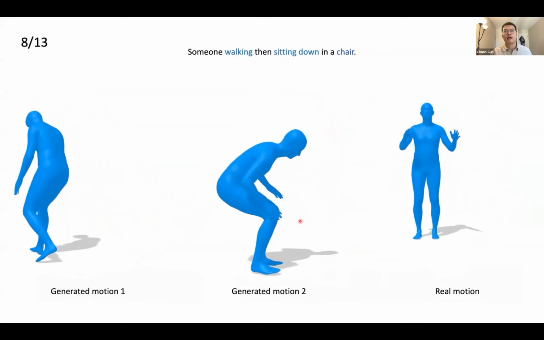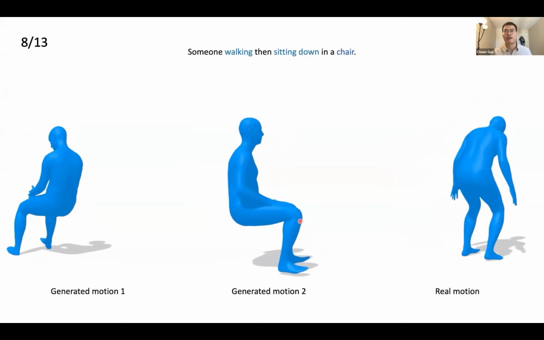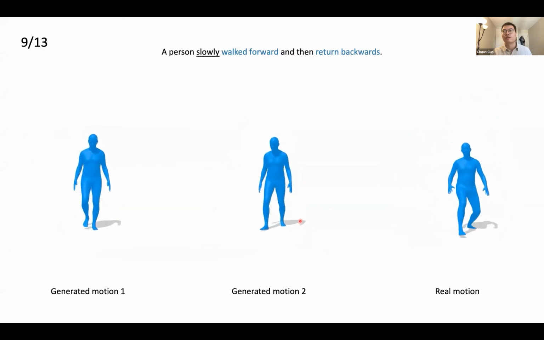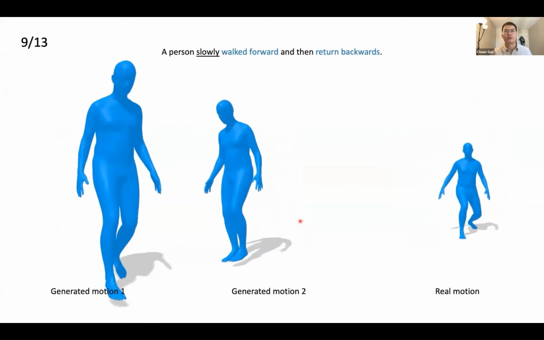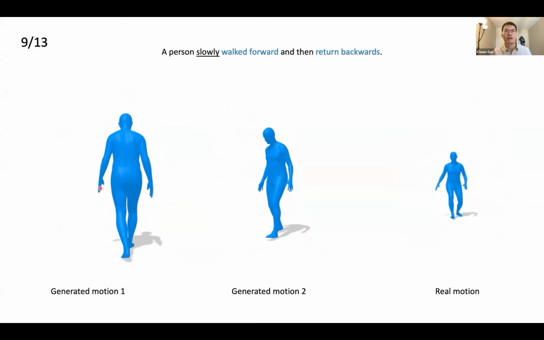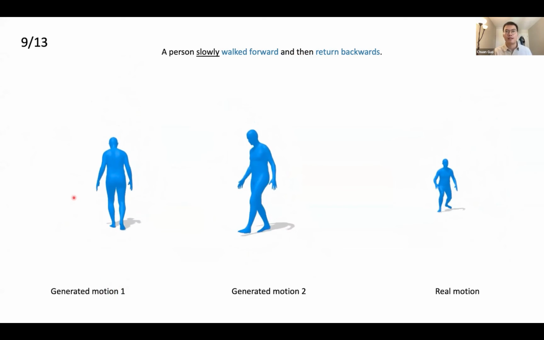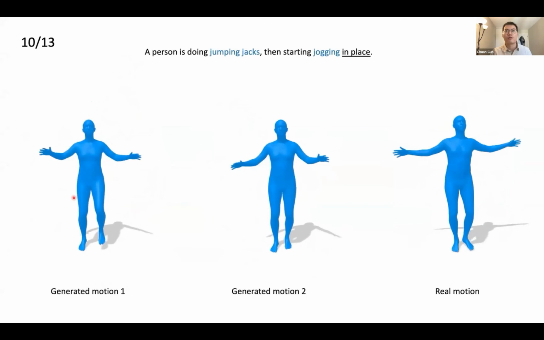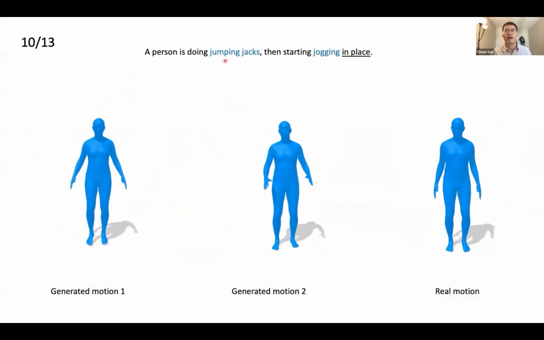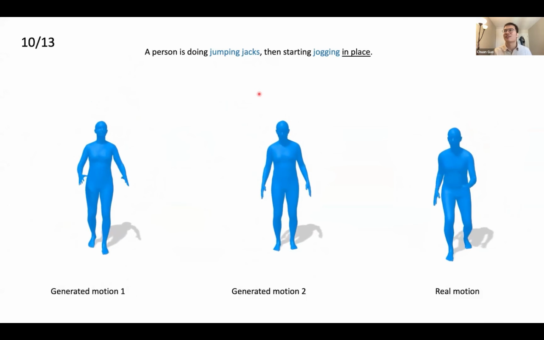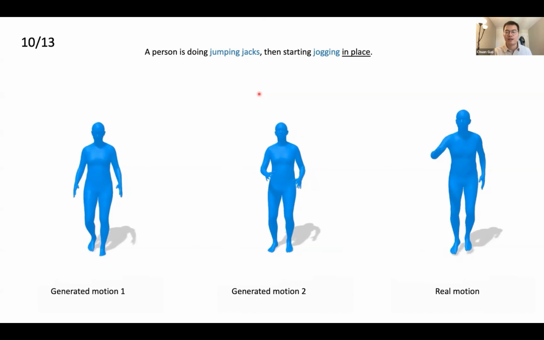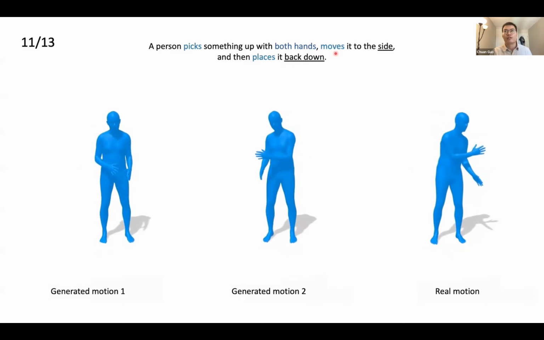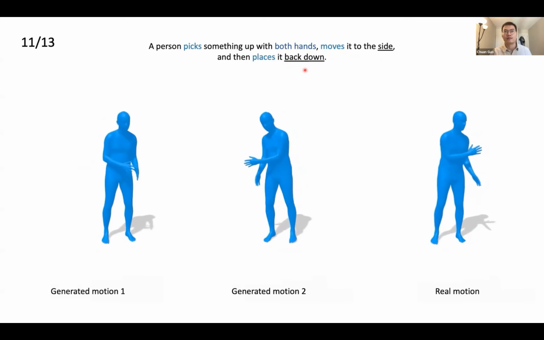Or like walking and sitting down in a chair. Or like slowly walk forward and return backwards. And we can also notice there are several ways to return backwards, right? It can turn and return backwards, or you just step back. Or here are some examples when confronting long descriptions, not that long, but comparably longer than before. Or like pick something up with both hands and move it to the side and place it back down.